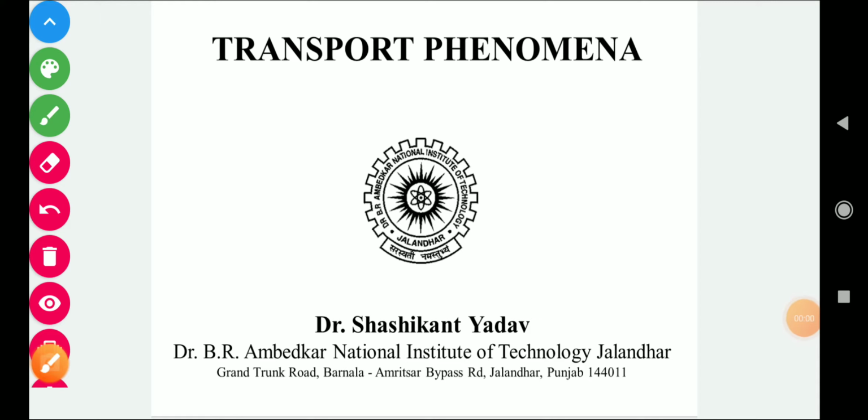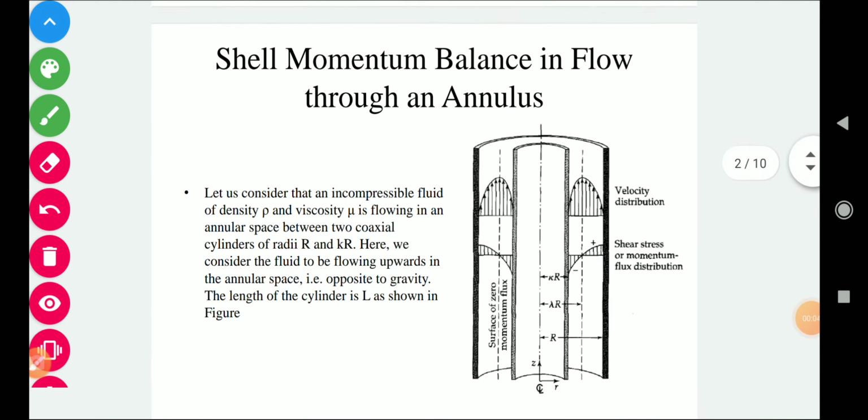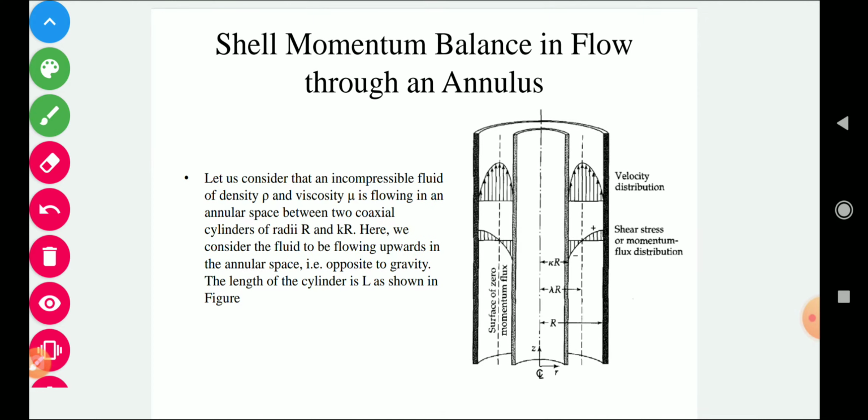Good morning, students. In today's class, we will make a shell momentum balance in flow through an annulus. So let us consider that an incompressible fluid of density rho and viscosity mu is moving in an annular space between two coaxial cylinders of radii R and kR. This R is the radius of the larger cylinder and this kR is the radius of the smaller cylinder.